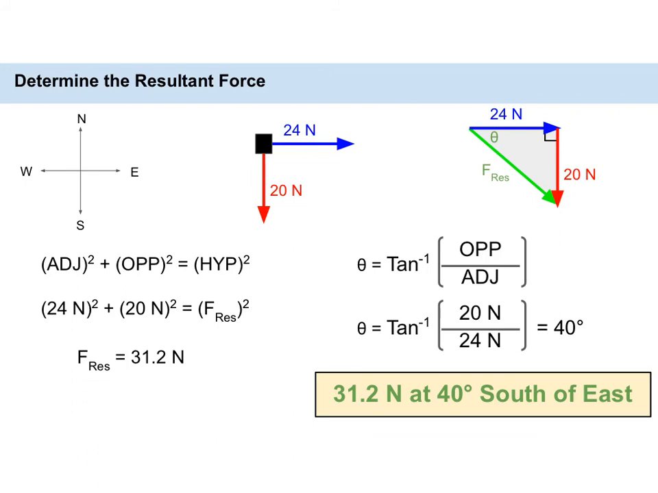And I want to say the final result would be 31.2 newtons at 40 degrees south of east. Where did I get that south of east? Well, we can see that this vector does point somewhere in the southeast quadrant. The main direction that I started with was the 24 newtons, so that's my reference. Compared to the east, I am below that. I am south of east. So it's always going to match the quadrant that the net force should be in.